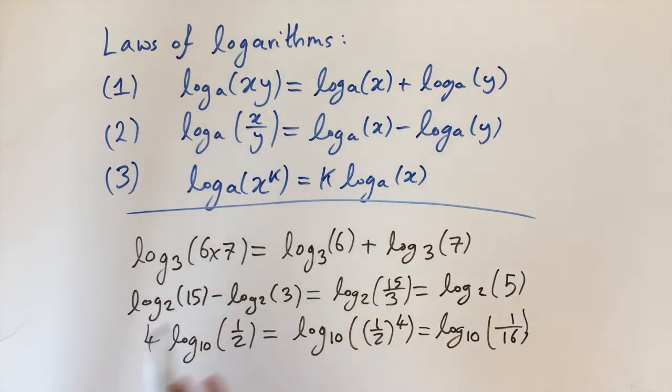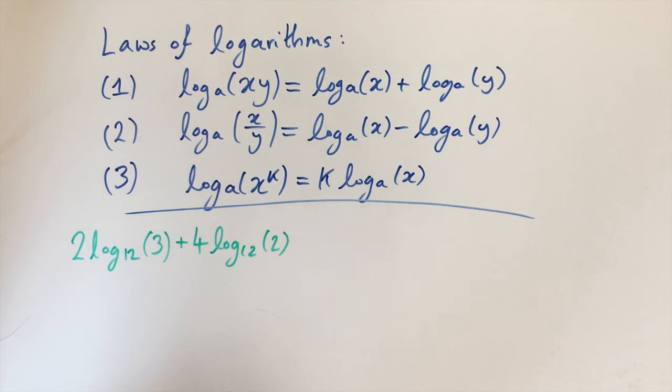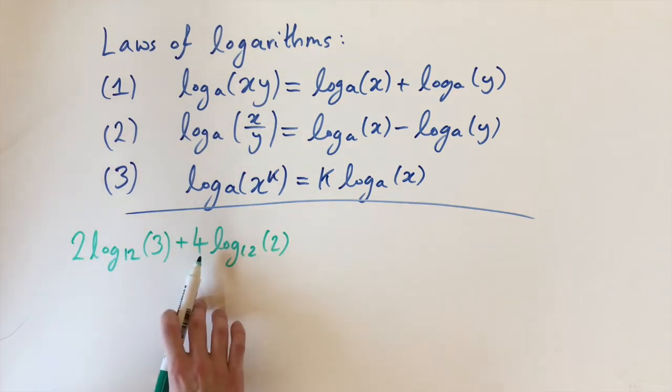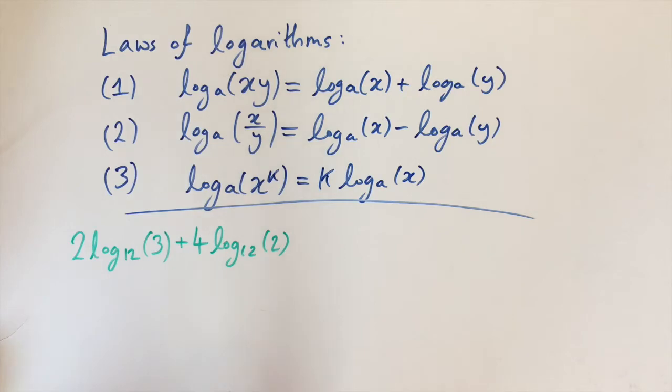I'm now going to wipe off the board and we're going to look at some more examples where we have to use laws at the same time. So it gets a bit trickier. So let's look at this example. We want to simplify this expression in terms of just one logarithm. So we have the sum of two logarithms and we've also got constants out the front. So we need to use a couple of these laws at the same time.